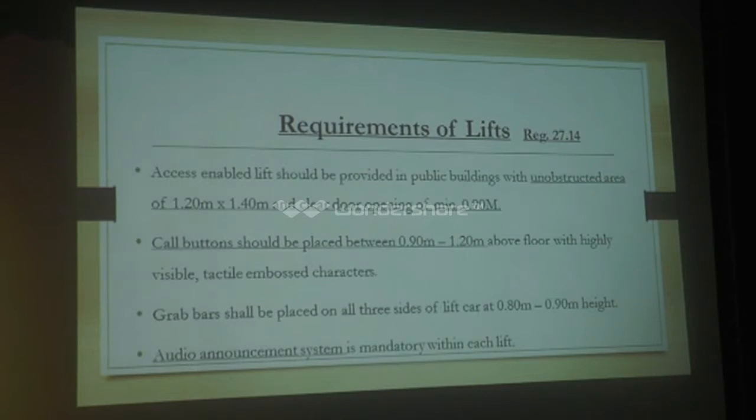So the requirements of the lifts. Here, an accessible lift should be provided in public buildings with an unobstructed area of 1.2 meter by 1.4 meter. That's the clear size of a lift, with a door opening of 0.9 meter. Then car buttons should be placed between 0.9 and 1.2 for easy accessibility. Grab bars should be provided in the lift car on all three sides. Audio announcement is mandatory in each lift.